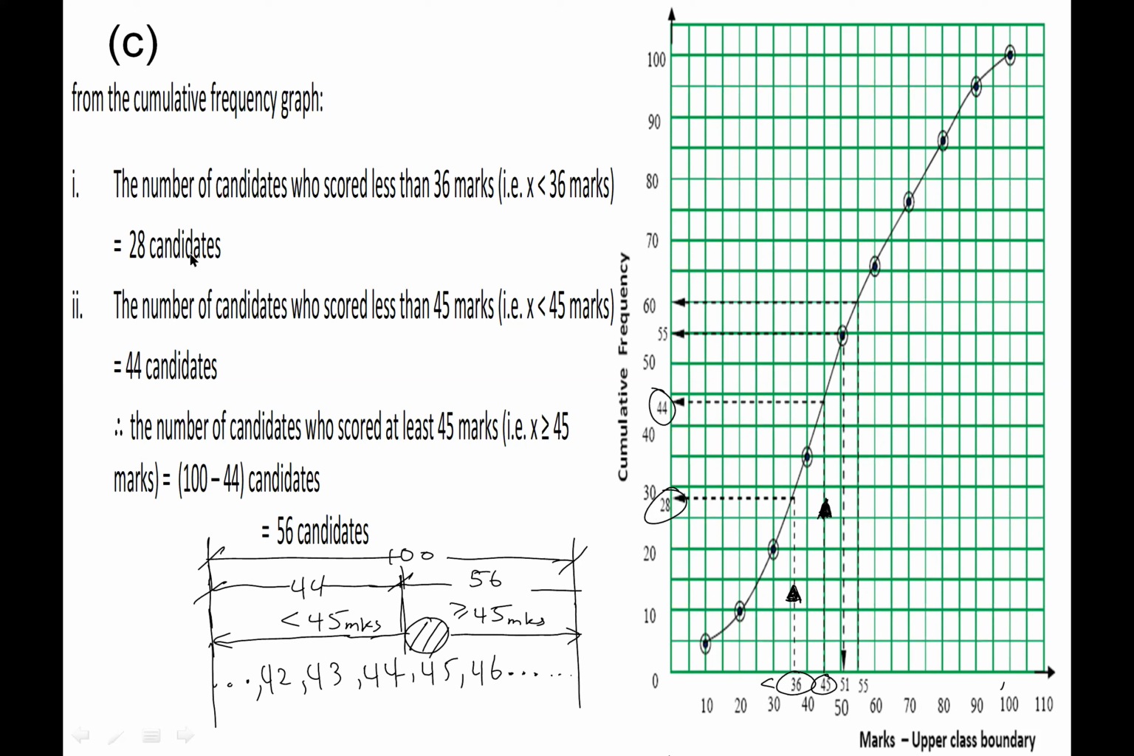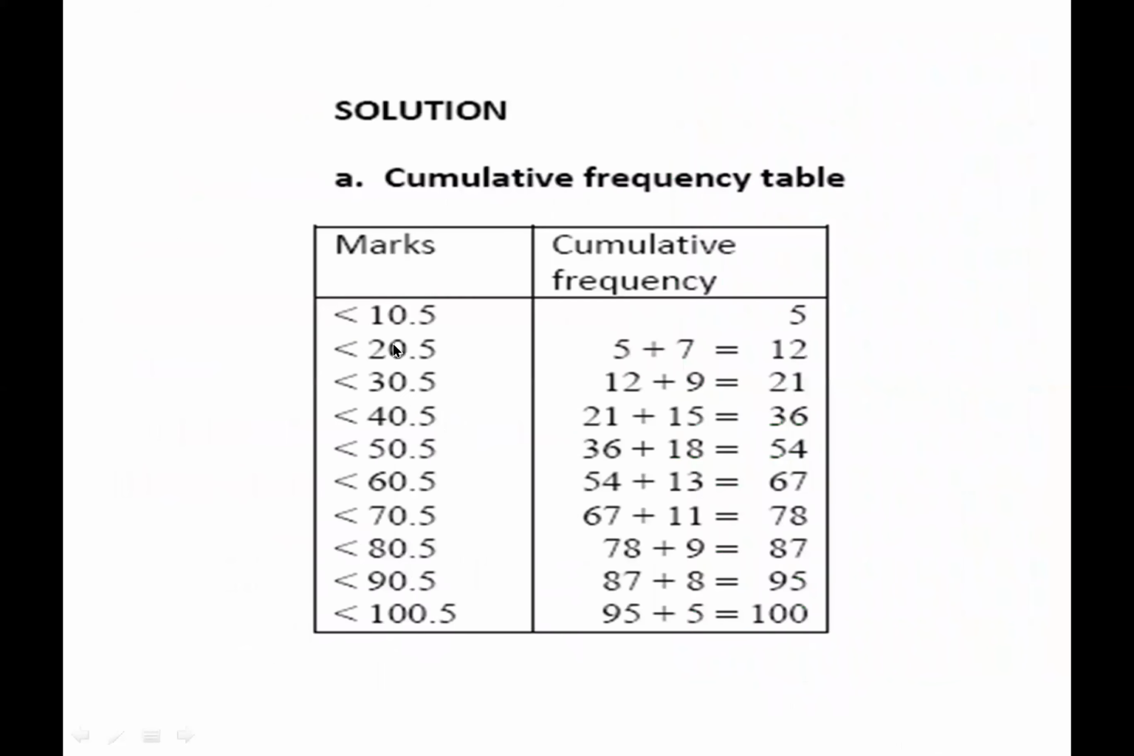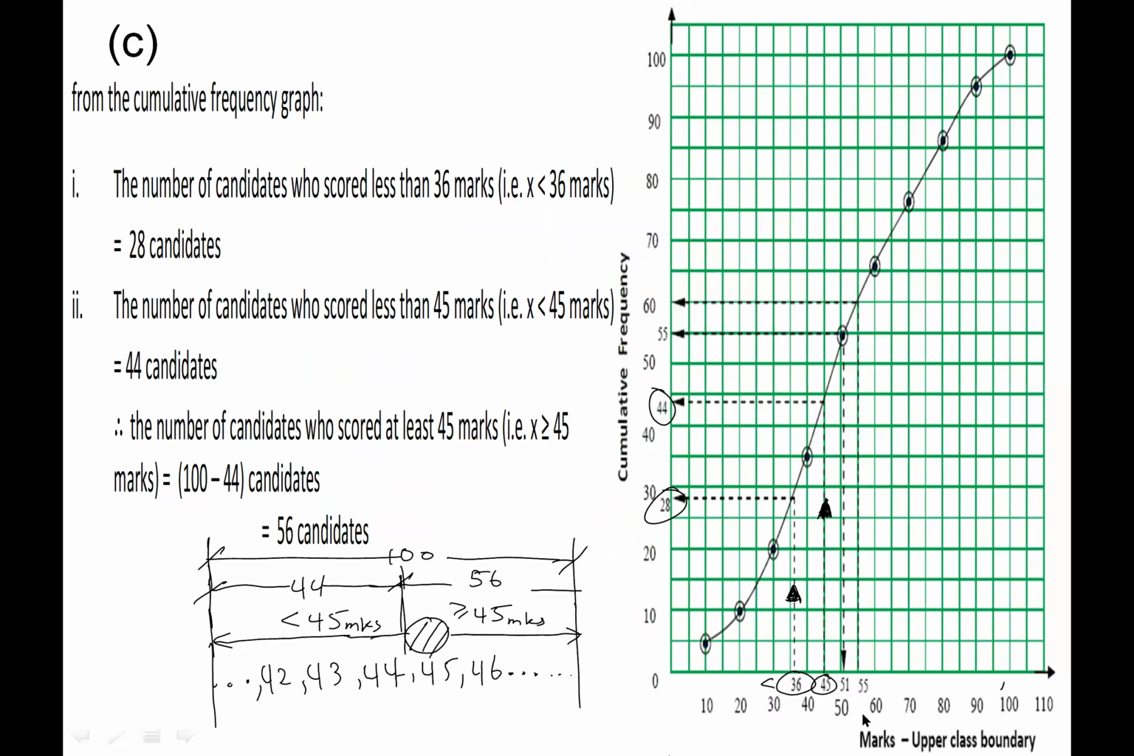The next question was the number of candidates who scored at least 45 marks. At least 45 marks means 45 or more. Now, we cannot get 45 or more directly. What we could get is less than 45 marks because that's what this graph is about. These are less than values. So we can get less than 45 marks. Let's see how many candidates scored less than 45 marks. 44. So I'm going to show that in a diagram that could help us. Less than 45 marks was 44.